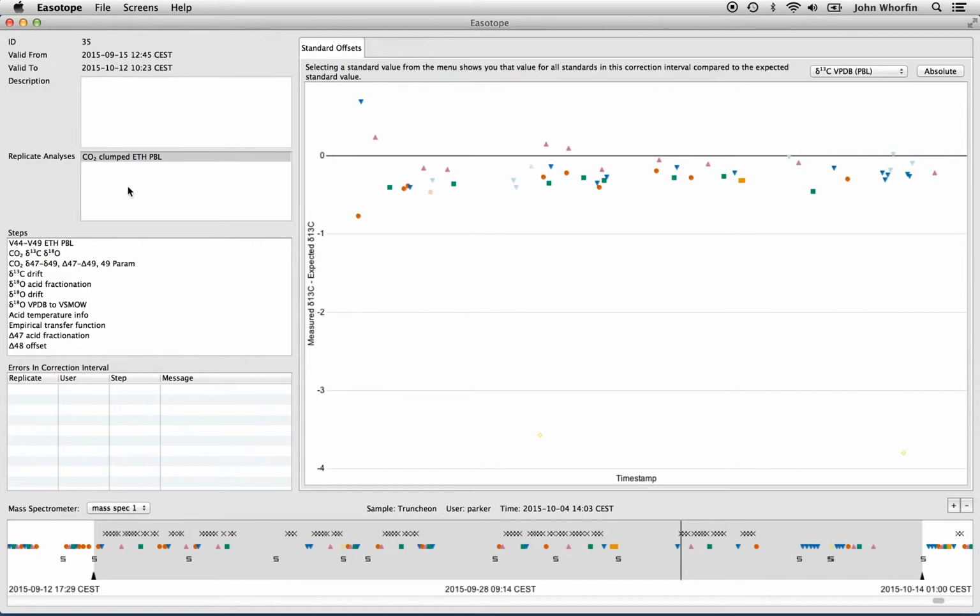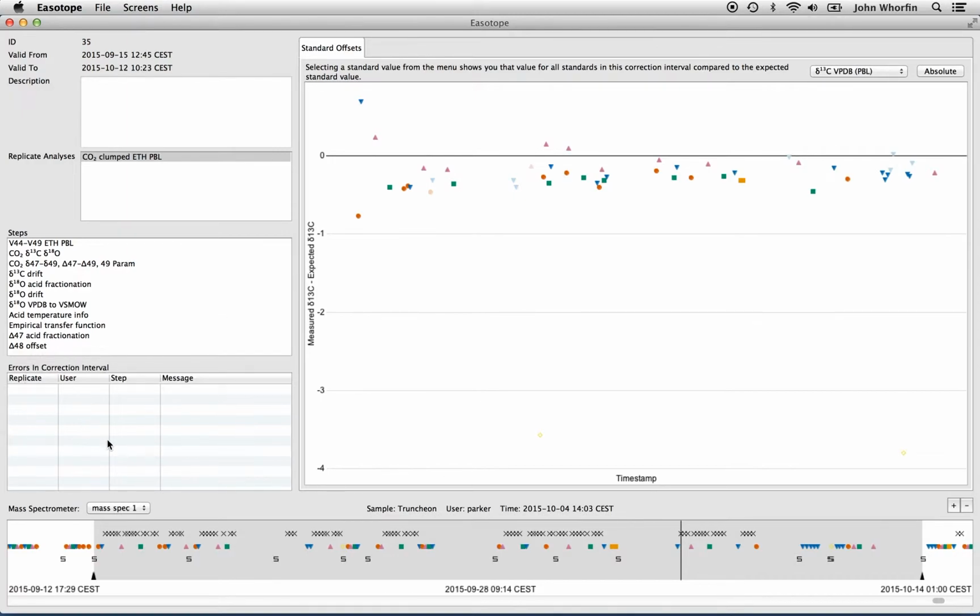And for this correction interval, we've turned on one replicate analysis. In this particular case, we're using ETH-PBL analysis for all replicates that are done in this correction interval. And below that are the steps that are taken in order to do an analysis. This will be explained more in the next video, but an analysis is basically made up of a series of steps of calculations, and that is one analysis is a series of steps. So we'll explain that in the next video in more detail.